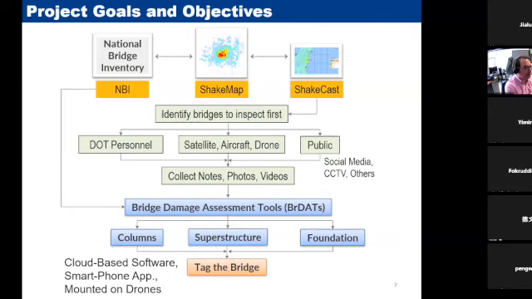Tagging in this study means you would say if the bridge is safe to be open to everyone, or should have limited access, or it should be closed to everyone. So the tools that we are looking for are maybe a cloud-based software, maybe a mobile application, or some built-in software mounted on drones. So that's where we are headed.